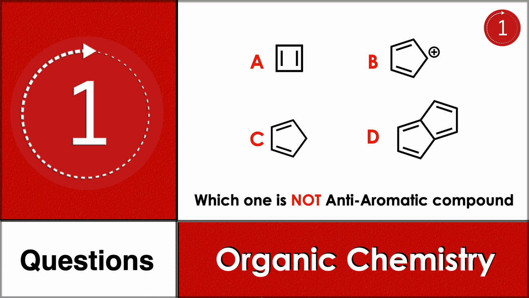Daily one question for you. Here you have four different alkenes. A is cyclobutadiene, B is cyclopentadienyl anion, C is cyclopentadiene, and D is a fused system. You have to find among the four which one is not anti-aromatic.